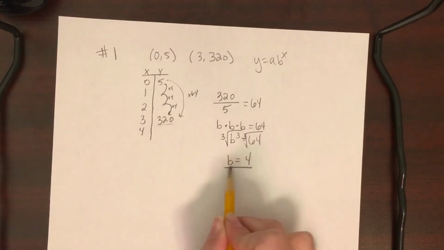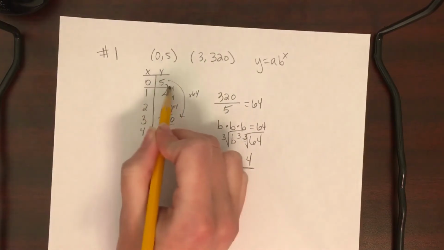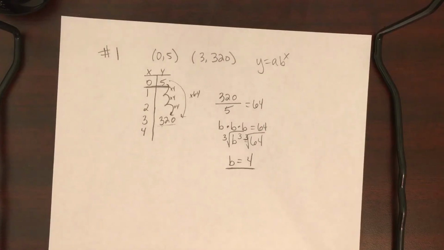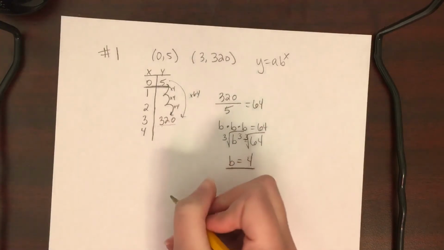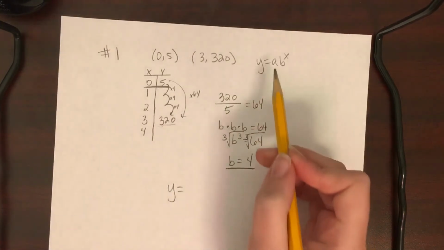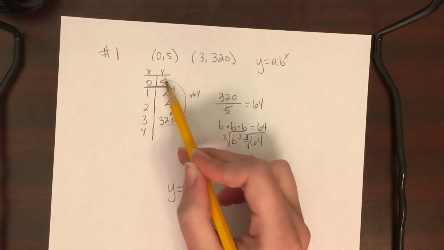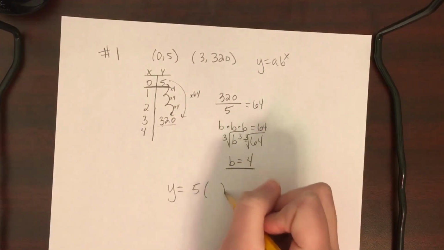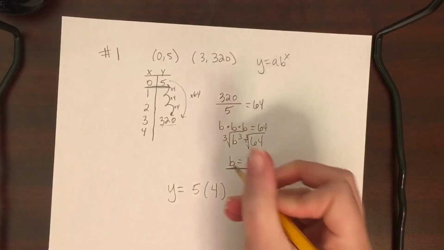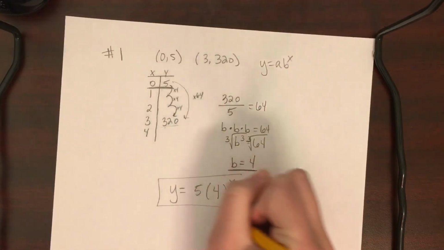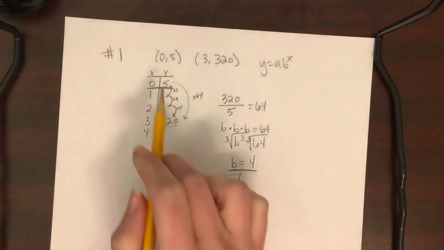So we have our multiplier, and we actually have the starting value, which is when y is worth 5. Okay, so putting those together, y equals, we're always going to start with our starting value first, so we have 5. And then in parentheses, we'll have our multiplier we found, which was 4, raised to the x. So here's our equation that works for both of these points.